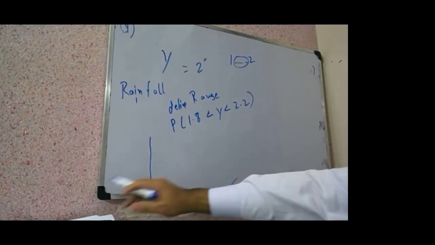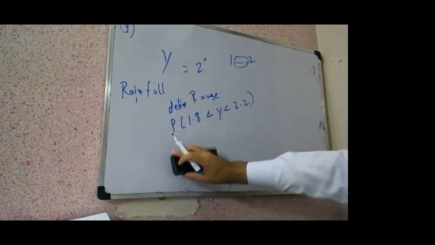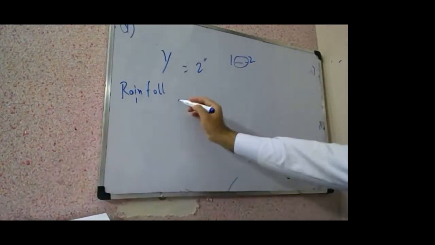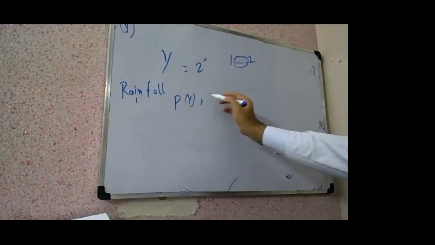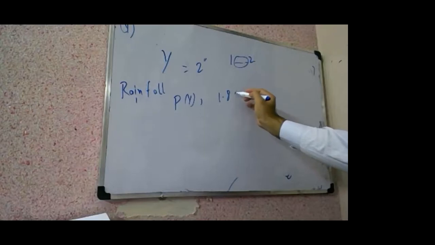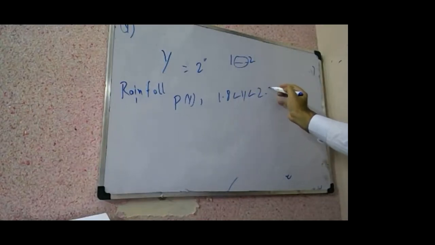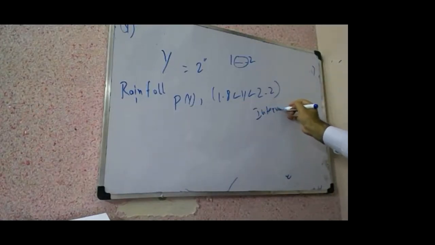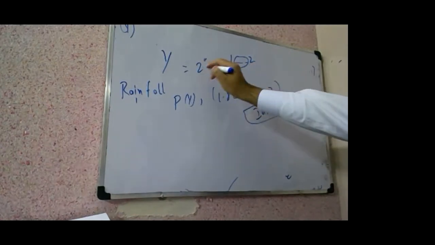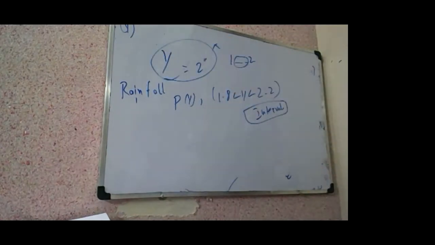Let me make a diagram to clarify. So this is the range of the probability. We have to find the probability of y given that 1.8 is less than y, which is less than 2.2. So we have a range, an interval. We don't have an exact number, because that is not possible in continuous. It shows that we are dealing with a continuous random variable, which is y here, as the rainfall.